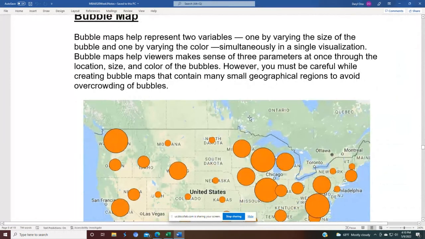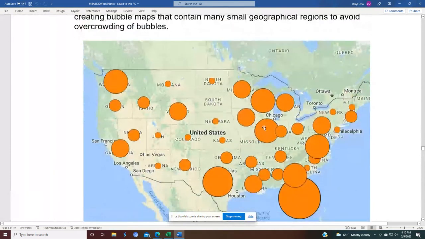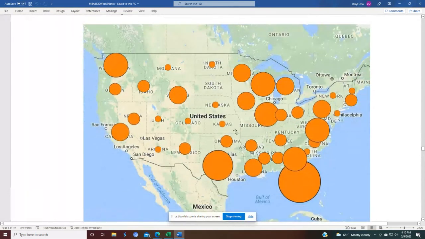Next one here is a bubble map. Bubble maps help represent two variables, one by varying the size of the bubble and one by varying the color, simultaneously in a single visualization. Bubble maps help viewers make sense of three parameters at once through the location, size, and color of the bubbles. You must be careful while creating bubble maps that may contain small geographic regions to avoid overcrowding the bubble. So here's a bubble map of the United States.